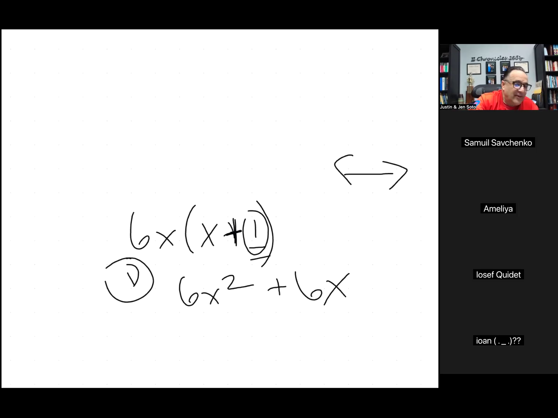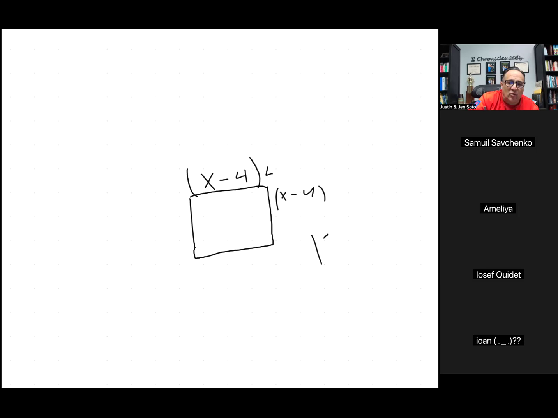On number 7, it's saying this: select the expression for the area of a square with the sides of x minus 4. So if you had a square and it was x minus 4 on one side, all you would do is length times width. So it's x minus 4, x minus 4.